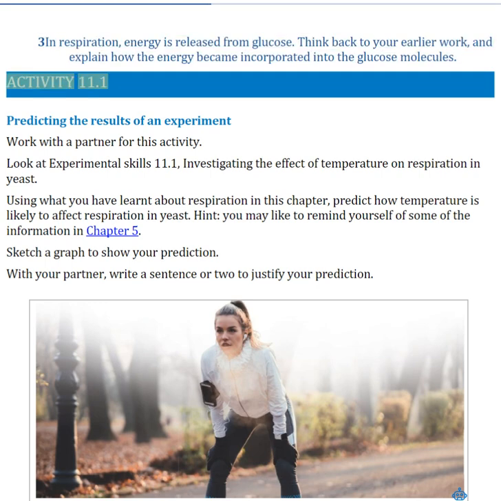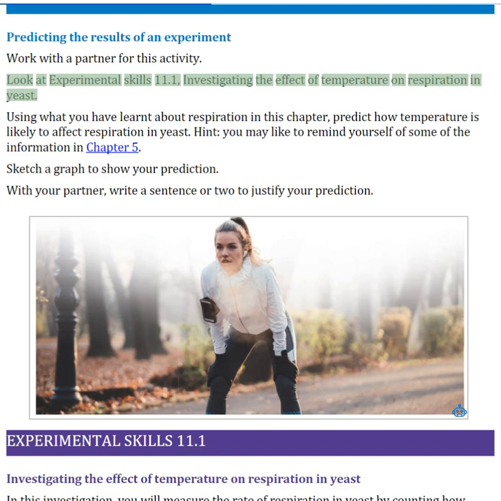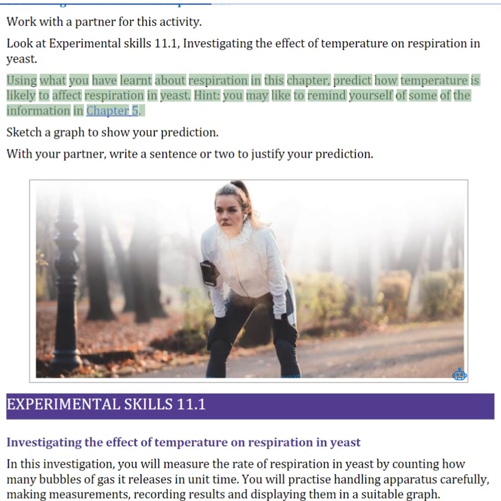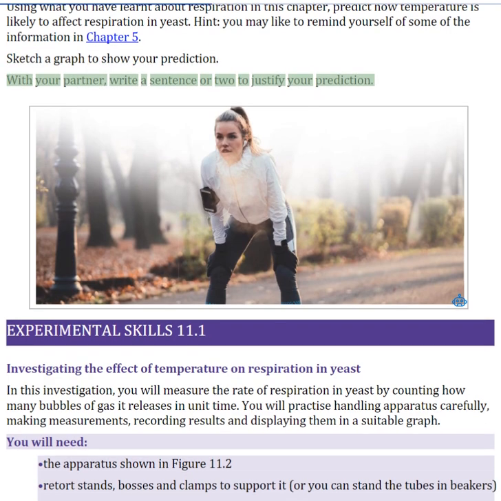Activity 11.1. Predicting the results of an experiment. Work with a partner for this activity. Look at experimental skills 11.1, investigating the effect of temperature on respiration in yeast. Using what you have learnt about respiration in this chapter, predict how temperature is likely to affect respiration in yeast. Hint. You may like to remind yourself of some of the information in Chapter 5. Sketch a graph to show your prediction. With your partner, write a sentence or two to justify your prediction.